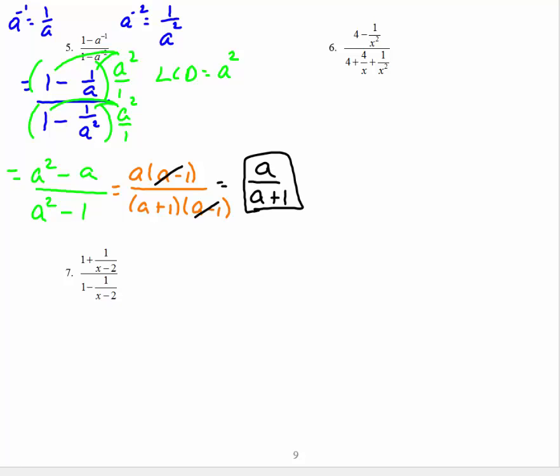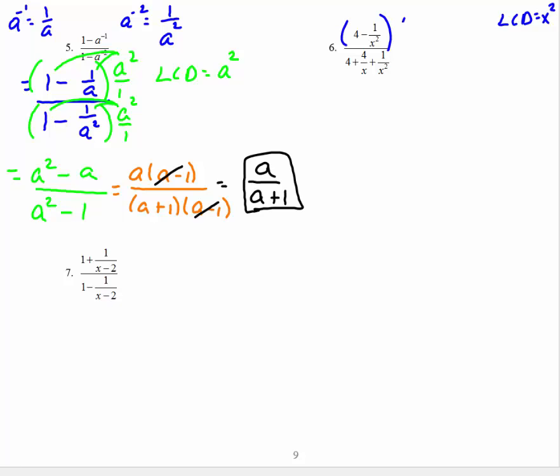So number 6: 4 minus 1 over x squared, all over 4 plus 4 over x plus 1 over x squared. Definitely method 2, because we see multiple fractions over multiple fractions. So let's find the LCD. Looking at our denominators, we have an x squared, an x, and an x squared. So the LCD will be x squared.